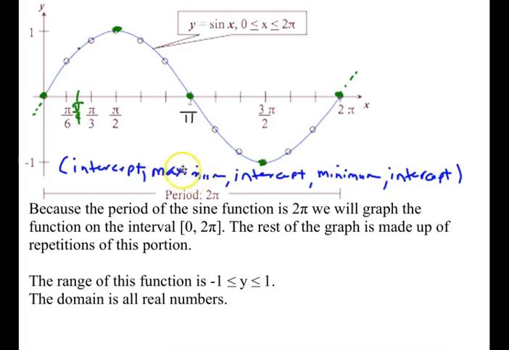So we'll learn the shape of the parent function, which is the shape of a sinusoidal wave. It starts at an intercept, maximum, intercept, minimum, intercept. And unless I do a transformation to it, it's going to look like that. You'll notice that my maximum y value is 1, and my minimum y value is -1. So my range is from -1 to 1. And because the period of sine is 2 pi, we'll graph from 0 to 2 pi, but sometimes in classes I'll make you graph 2 periods instead of just 1 period. And the rest of the graph is made up of repetitions of this portion.